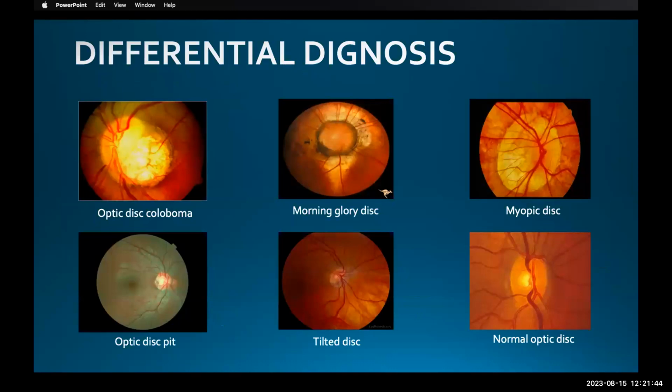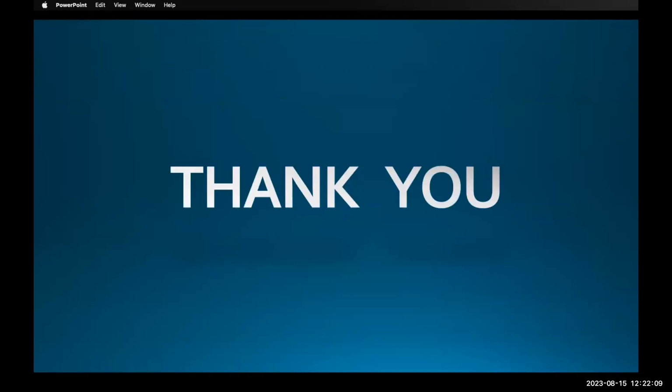We have to be very careful about the differential diagnosis, as we have to rule out optic disc glaucoma. Morning glory disc can also be seen. Most challenging is the myopic disc. In cases of myopic disc, we have to check intraocular pressure as well as progression. We have to successively follow the progression of the disease, and family history is important. Also, optic disc pit should be ruled out, and tilted disc, and most importantly, a normal optic disc. Thank you.